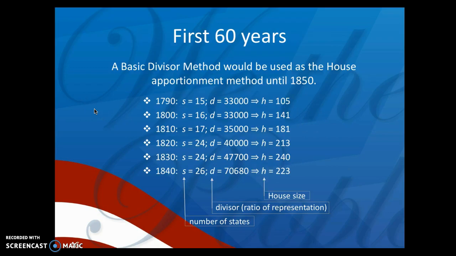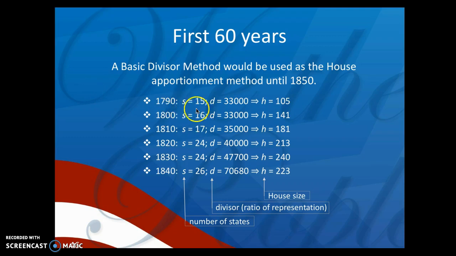So if we look at a couple examples, this method was then applied to 1790. S is the number of states. There are 15 states in the Union. The divisor was 33,000. So they let each representative essentially represent about 33,000 citizens. And in that time, the initial House size was 105. I think it's pretty interesting.